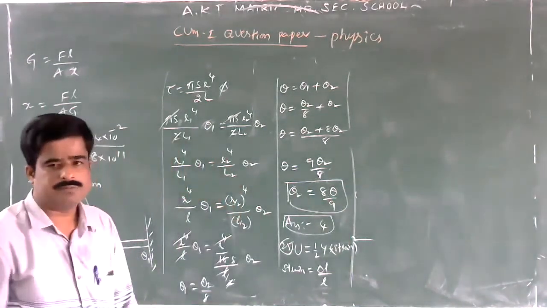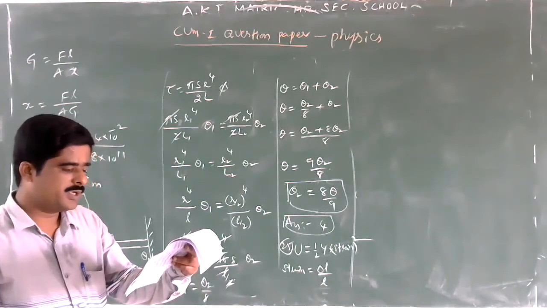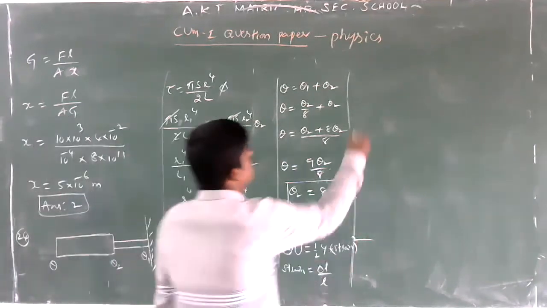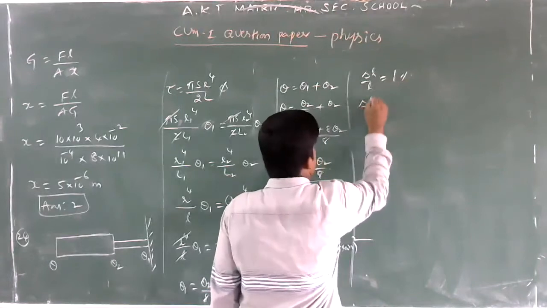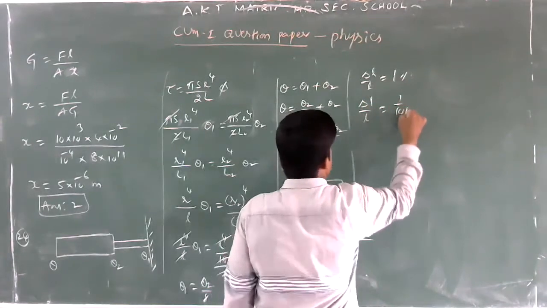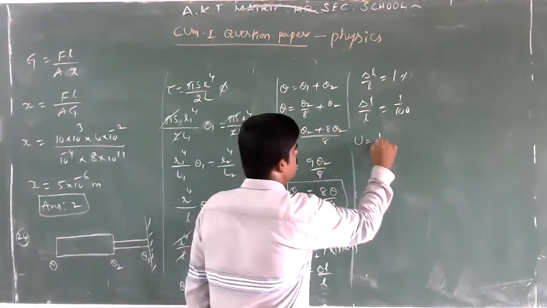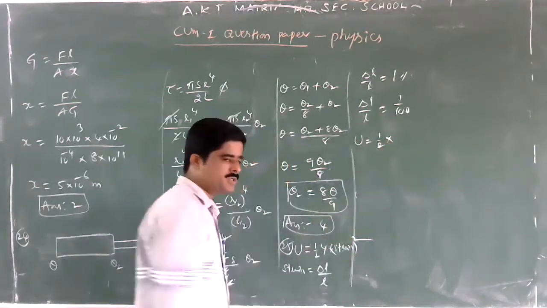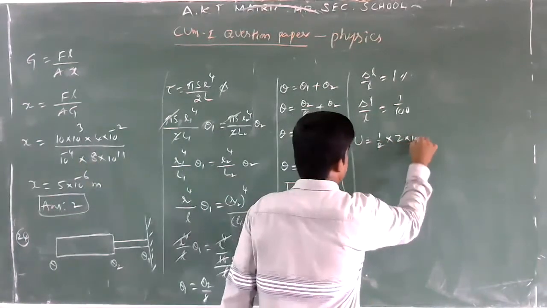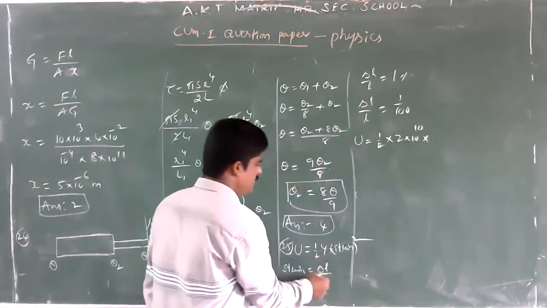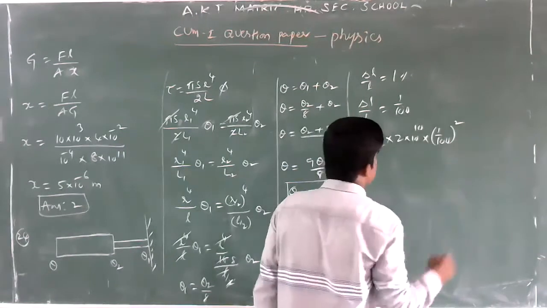The strain is given. How much is the given strain? Elongation strain is 1%. So here delta L by L is equal to 1%. Delta L by L is equal to 1 by 100. Okay. Next, energy U is equal to half into Young's modulus. What is the value of Young's modulus of the wire? 2 into 10 to the power of 10, into delta L by L, which is 1 by 100, squared.